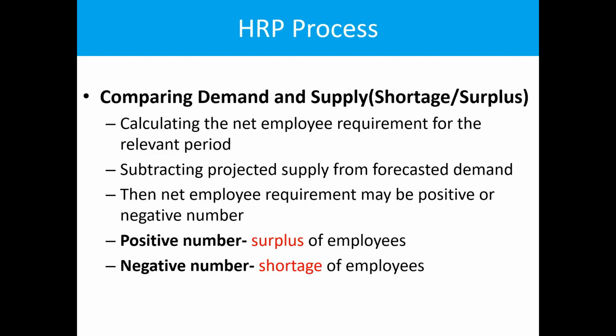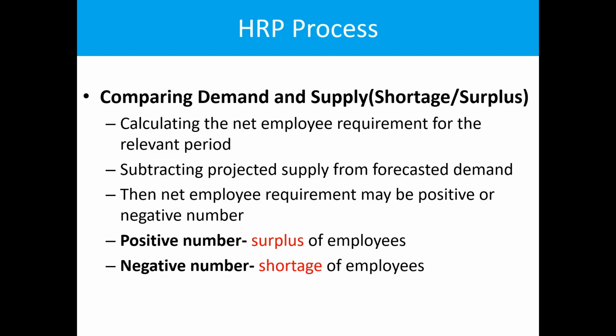Right. After doing that, the next step is comparing demand and supply. We forecasted the demand. Then we tried to find a sufficient number of people internally to meet the demand, and that is known as HR supply. Let's say demand is 100. Internally, we can find 50 people. So the HR supply is 50.